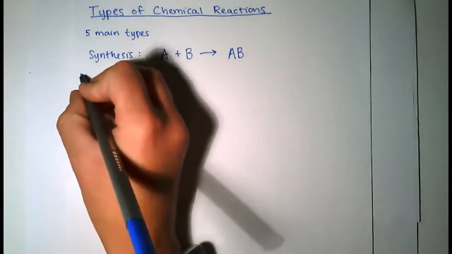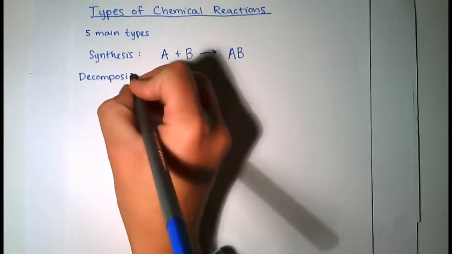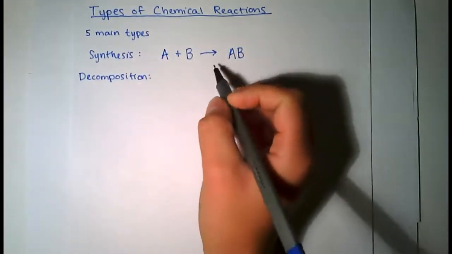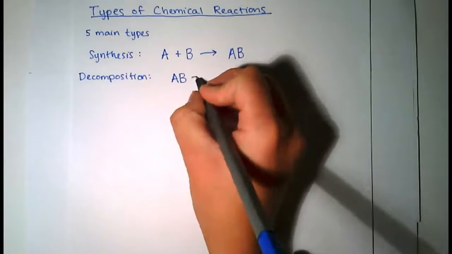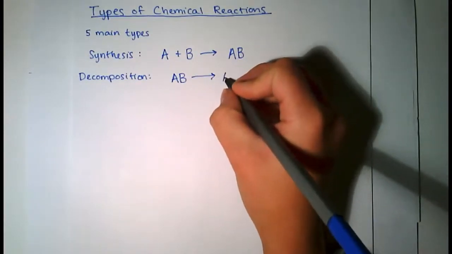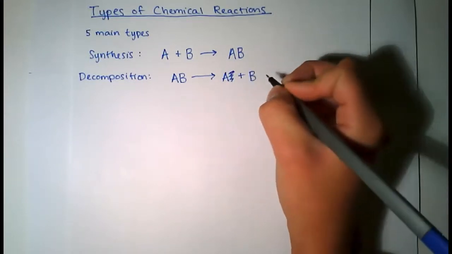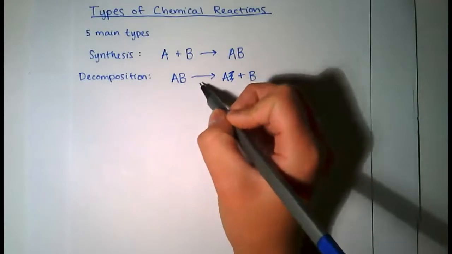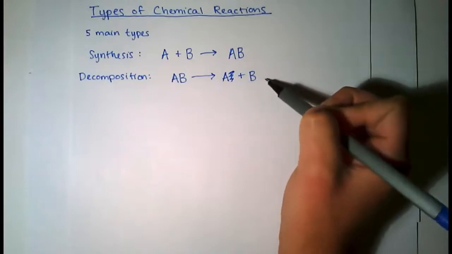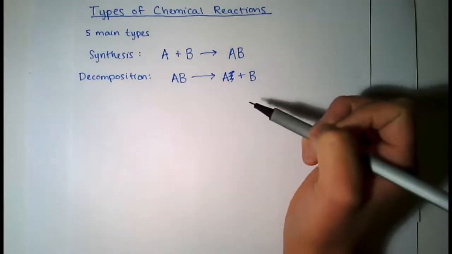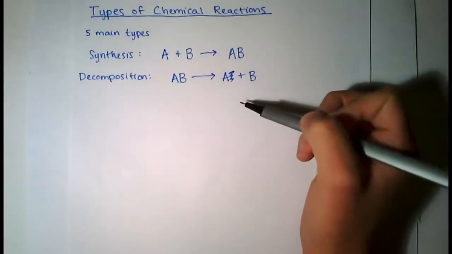Then we have the opposite of synthesis, sort of, which is decomposition. Decomposition is just the flip of synthesis. So we have AB, our larger compound, breaking down into 2 smaller things. So we have AB yields A plus B. This larger thing is breaking down into 2 smaller things. And most of the decomposition reactions we will look at are a compound breaking apart into its elemental components.